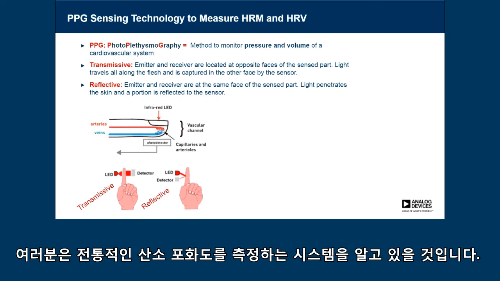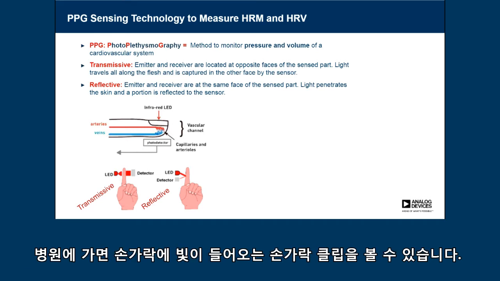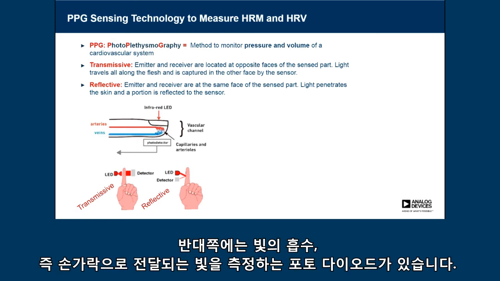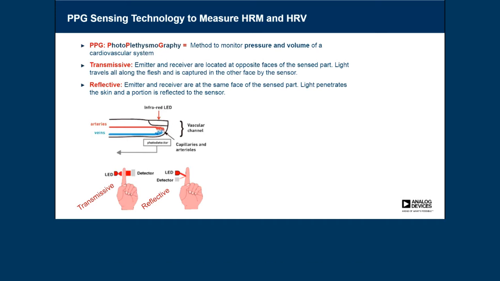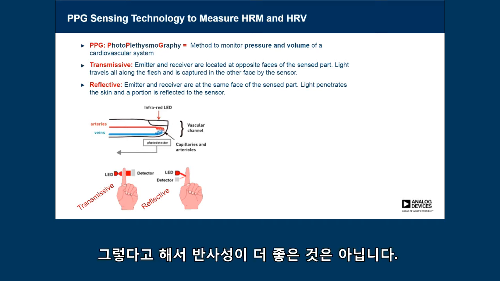And you might know the classical systems for oxygen saturation. When you go to the hospital, you get the finger clip, where light is sent into the finger, and on the opposite side you have a photodiode to measure the absorption of the light, or actually the light that's sent through the finger. These days we see more and more interest from customers moving from a transmissive system to a reflective system.